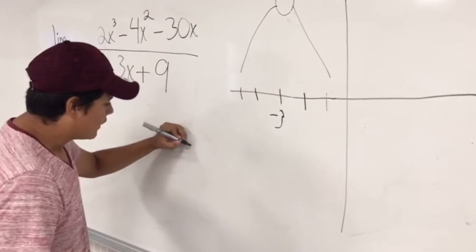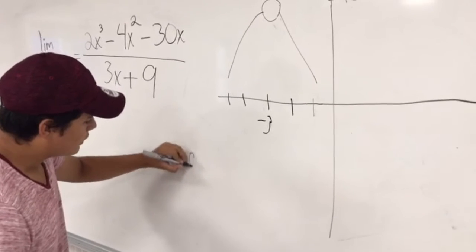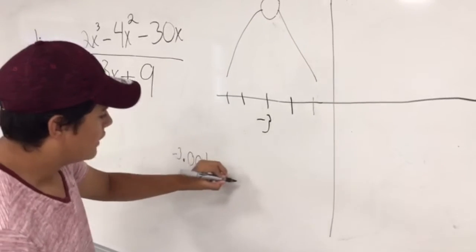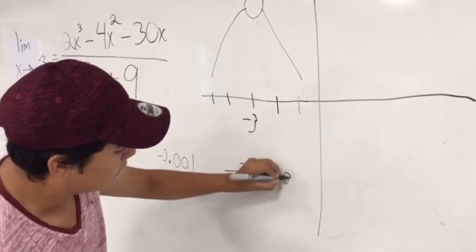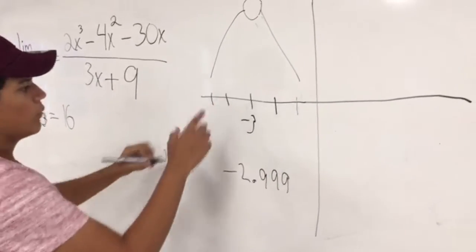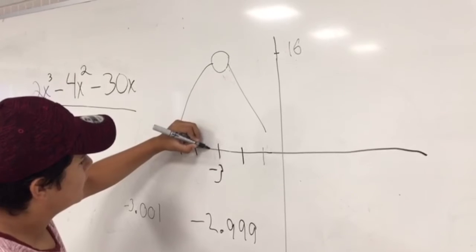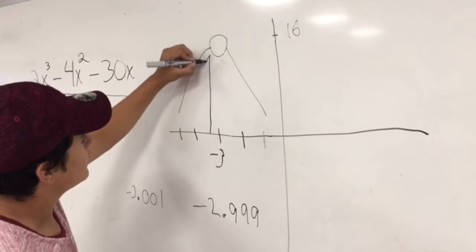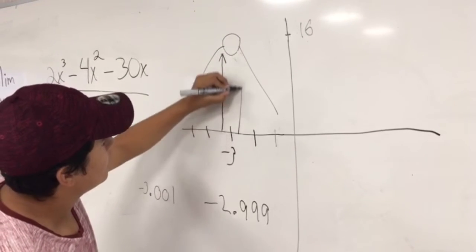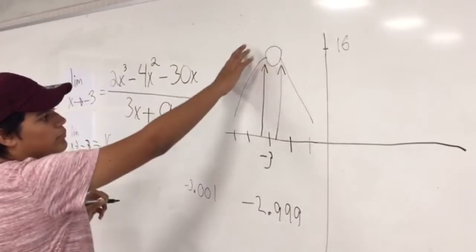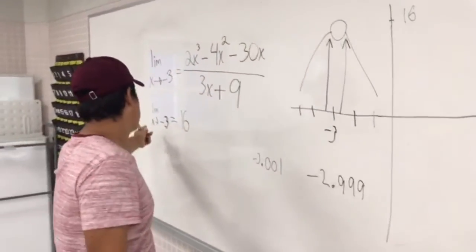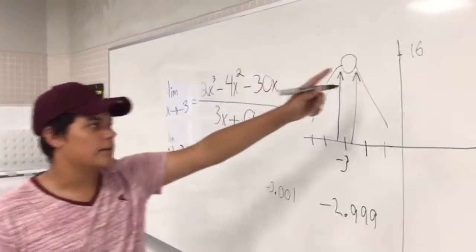In that case, it has to be -3.001 and -2.999. So it's a little bit here, so we get to here, a little bit here, and get to here. So the limit when x tends to negative 3 is 16.